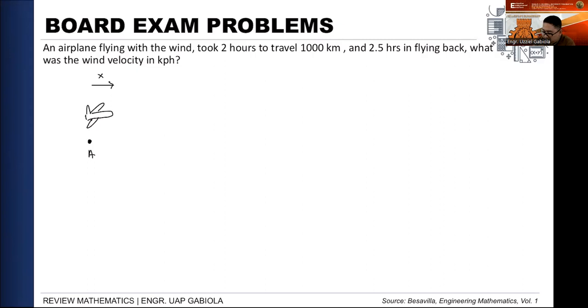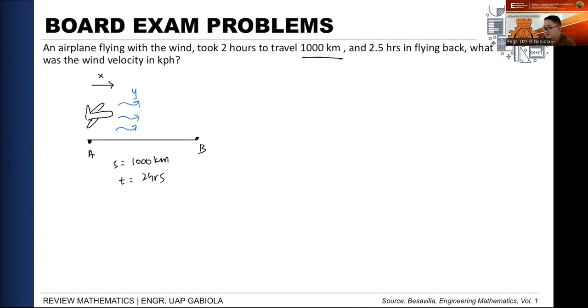flying with the wind, no? With the wind. So, meron tayong wind. Yung velocity ng wind, tawagin natin y. Okay? Yung distance na tinavel niya is 1,000 kilometers. So, meron natin yung point B natin. Yung distance niya with each other is 1,000 kilometers. Okay? Ito yung S niya. And then yung T niya is 2 hours. Yun yung time niya papunta dun sa point B.